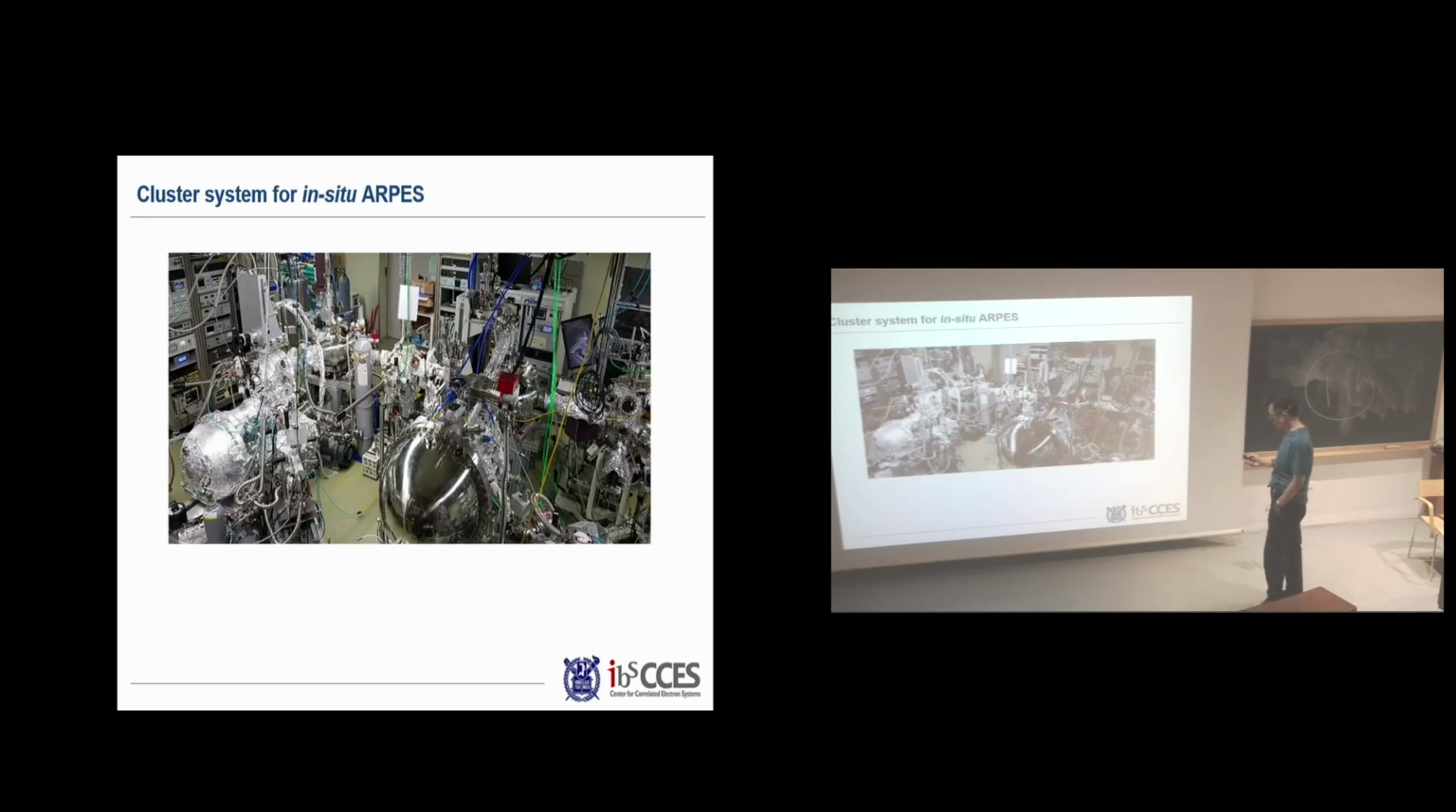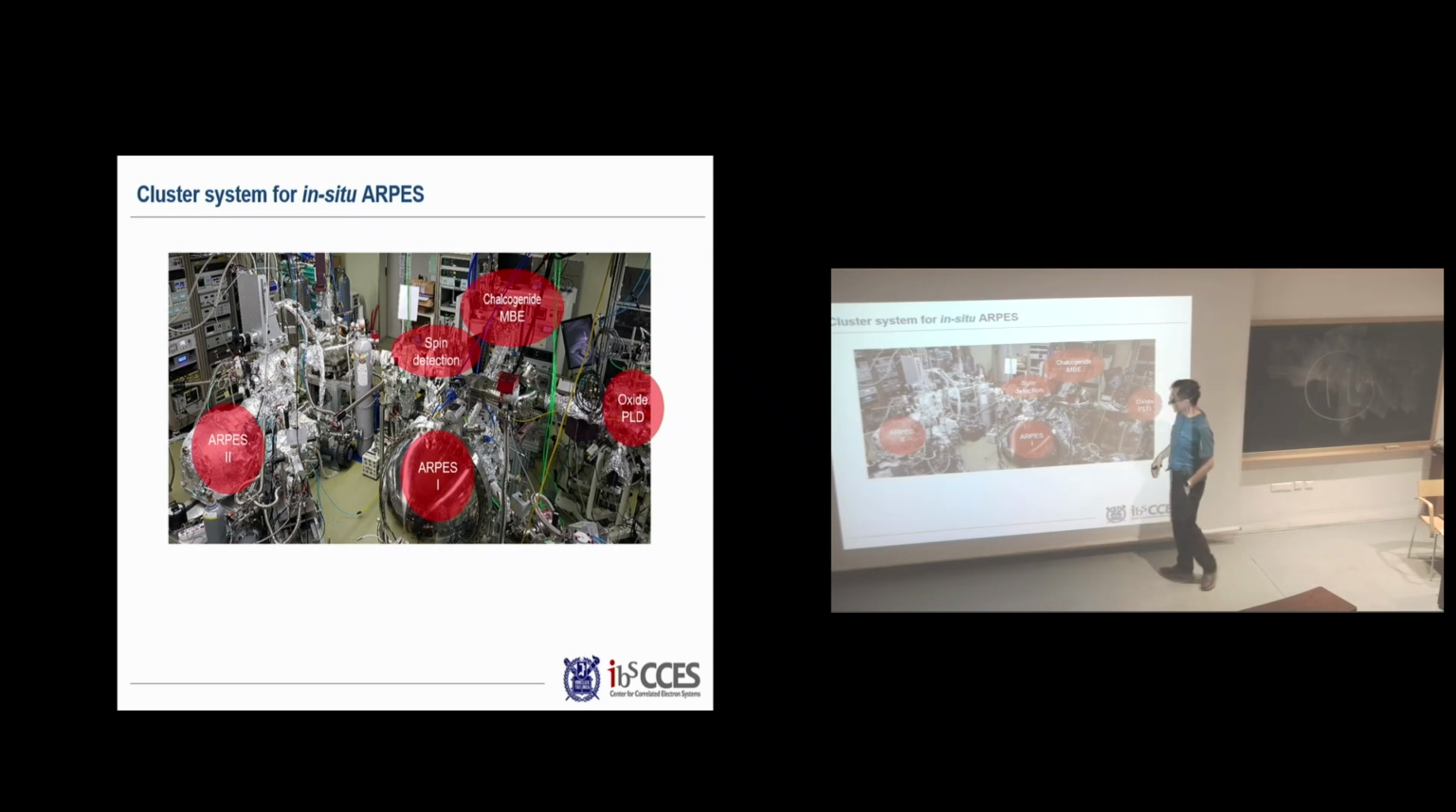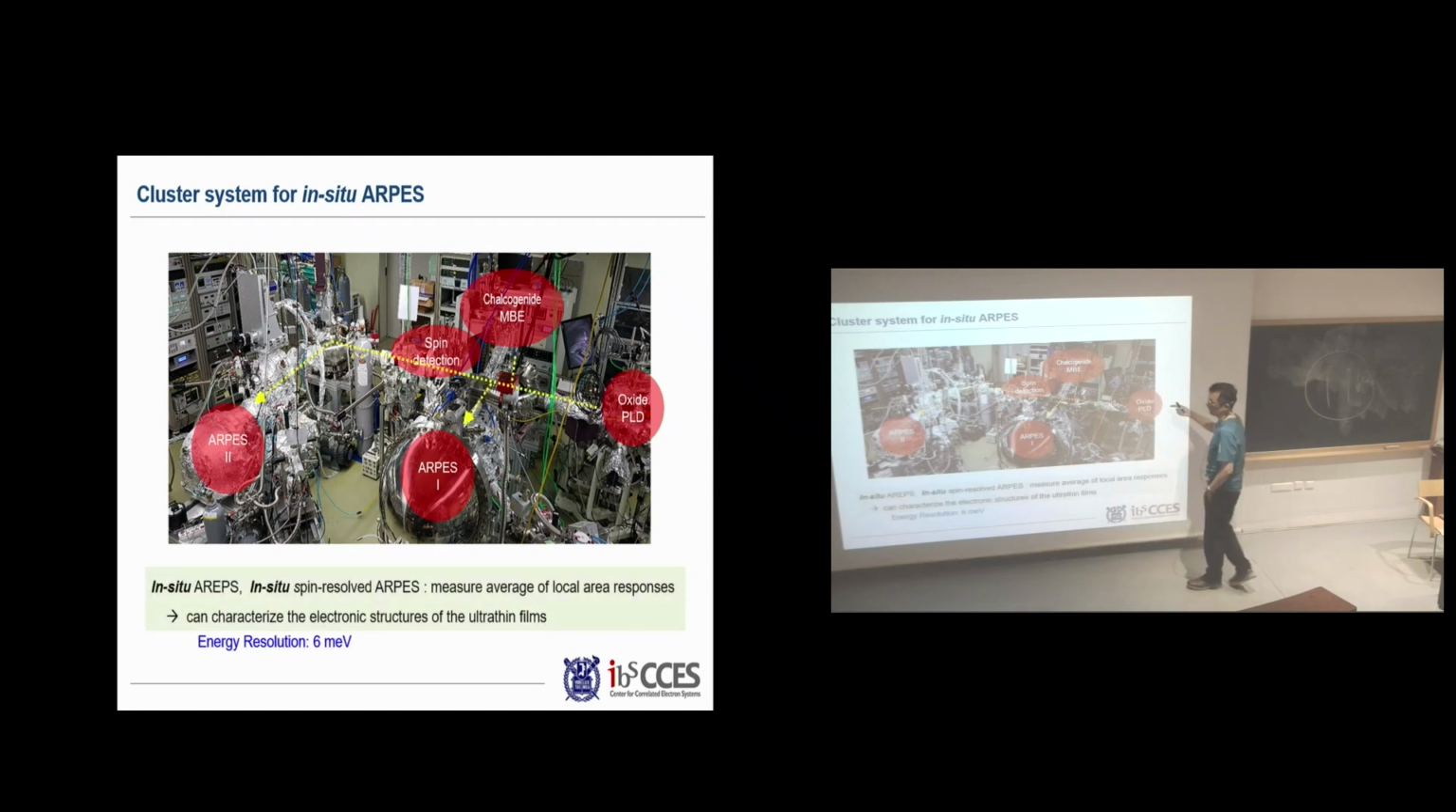This is a real-looking system, so it's actually viewed 180 degrees the other way. There's an oxide PLD over here, and there's an MBE over here. Now we can measure the spin ARPES here. So if we make the film, we can transfer it, and we can measure the ARPES to look at the electronic structure.